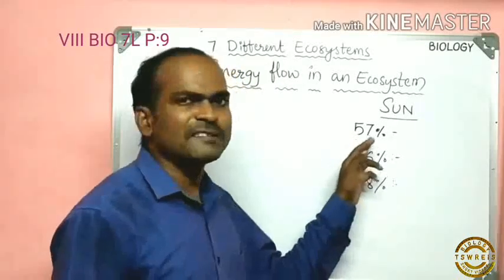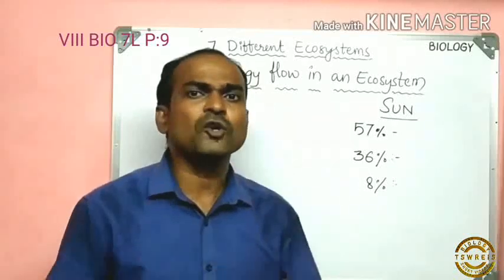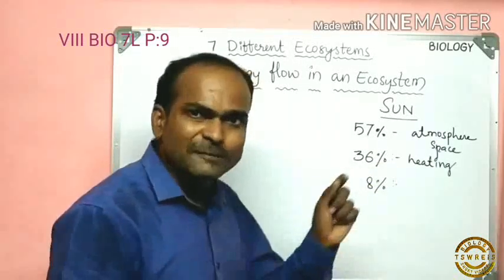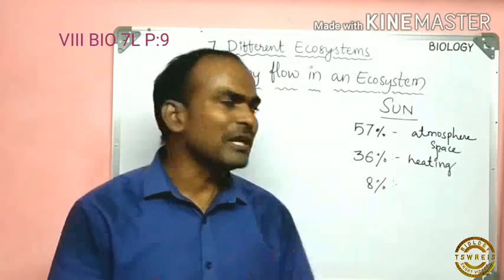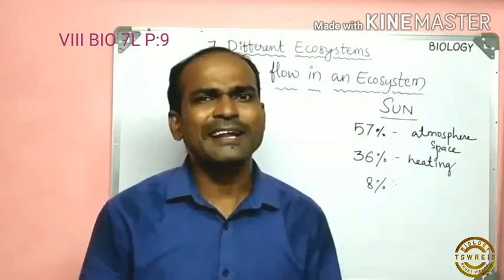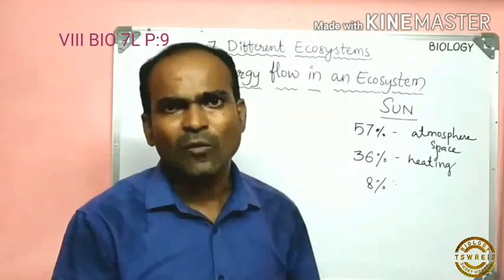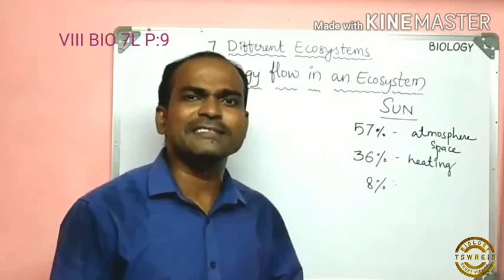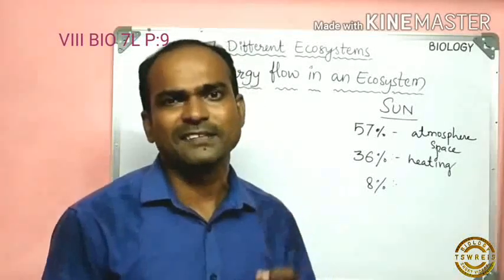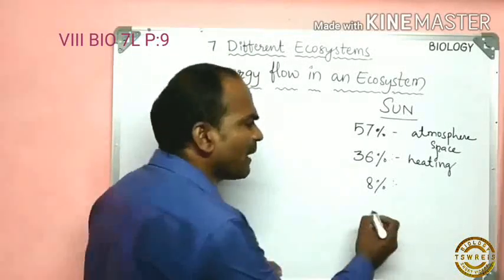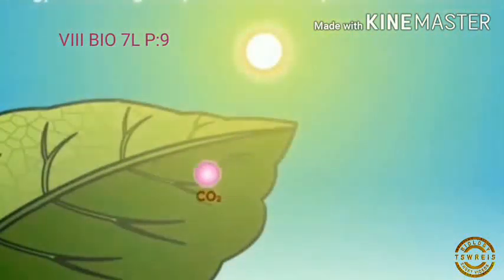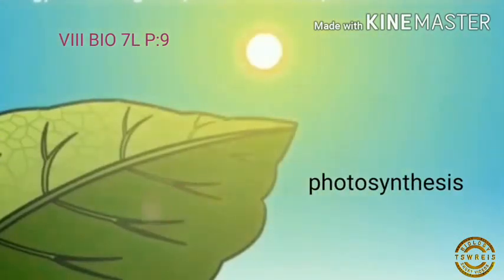Approximately 57% of solar energy is absorbed in the atmosphere and scattered in the space. About 36% of solar energy is utilized for heating of land areas and evaporating of water. And also nearly 8% of solar energy is reaching the plants, in which 2% of solar energy is utilized by the plants for the production of the food material by the process of photosynthesis.